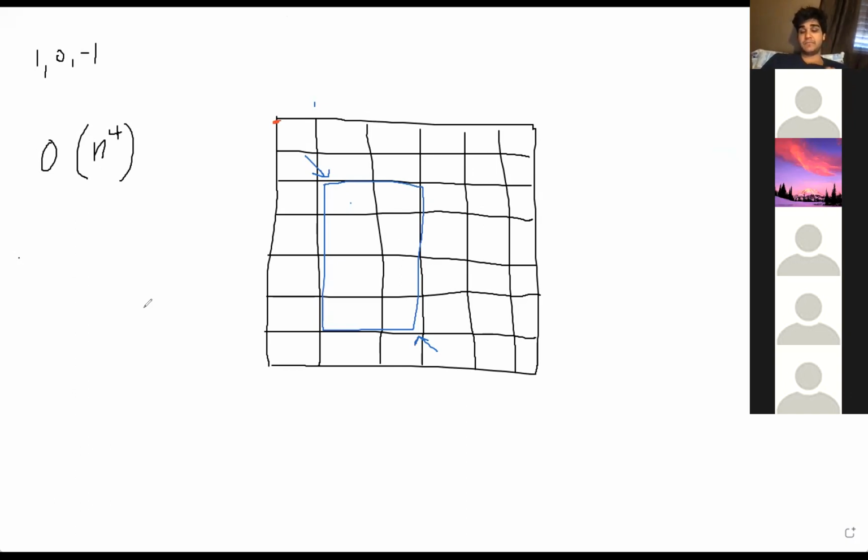The size of the subgrid. And so in big O notation, in the worst case, how long would it take? N squared, exactly. N squared. So there's n to the 4 total subgrids, and it takes n squared to check each subgrid. So the most naive of naive solutions would take n to the 6.